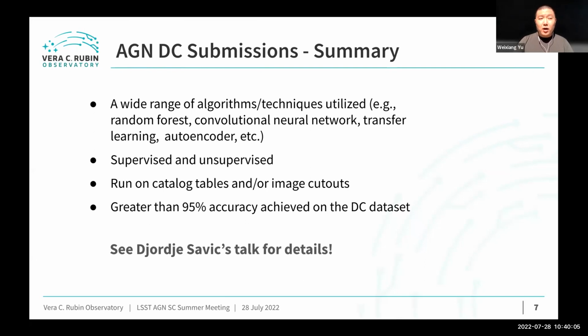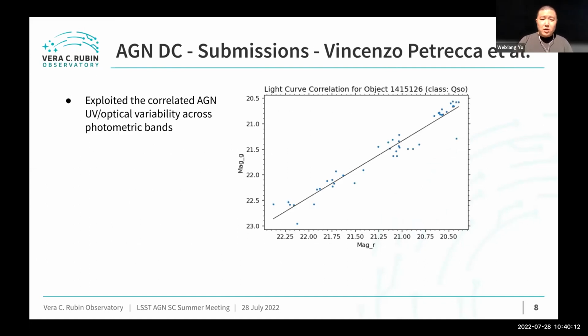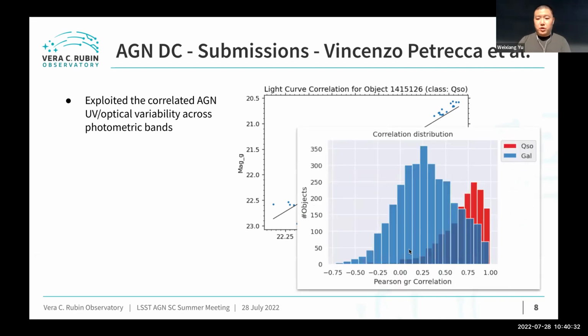However, I would like to highlight one solution that I found really interesting. That's from Weixiang. He basically exploited the correlated AGN variability across photometric bands. So in this plot, you can see that the R band magnitude and G band magnitude are correlated across time. So he computed a correlation coefficient for all sources using the light curves included. And here in the distribution, you can already see that quasars and galaxies can be separated using this statistic.